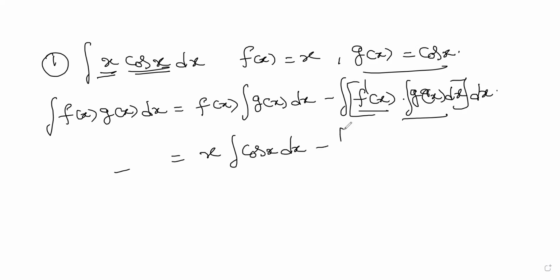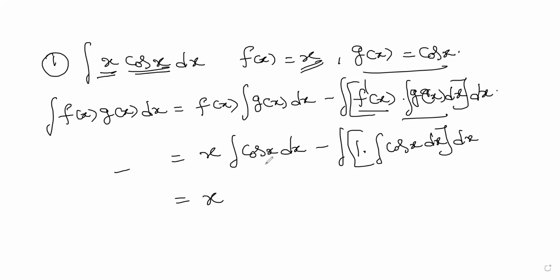And now minus integral f'(x). What is the derivative of x? That is 1. So I put 1 over here, and then integral g(x) dx is integral cos x once again dx. And for this entire thing, you have to integrate once again. So that is the idea.